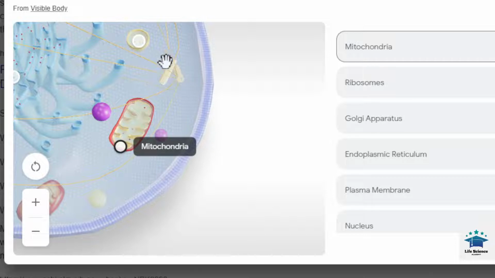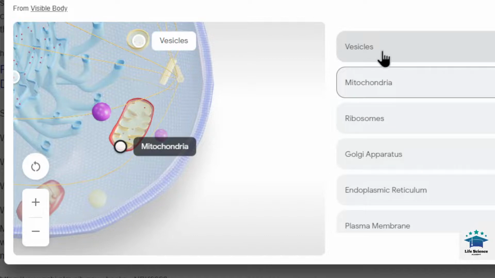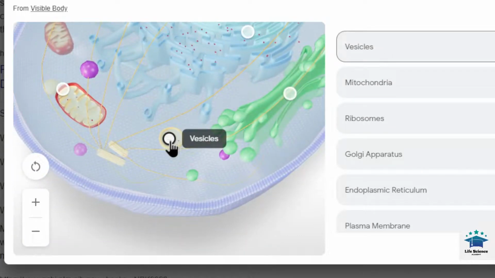This is the centrosome. Under the centrosome, there are two centrioles present, which give rise to the microtubules for cell separation and movement of cell organelles. This is the centriole, and these are the microtubules. And these are the vesicles.